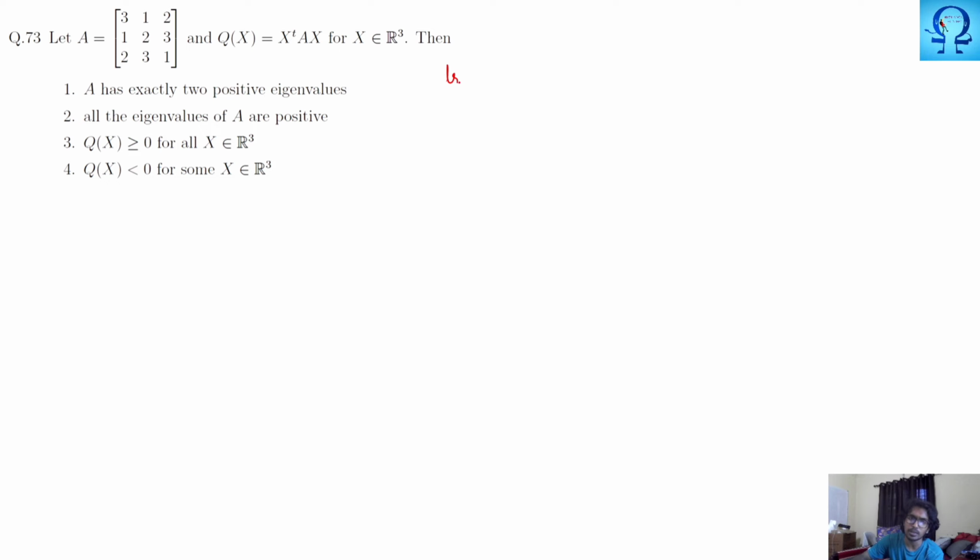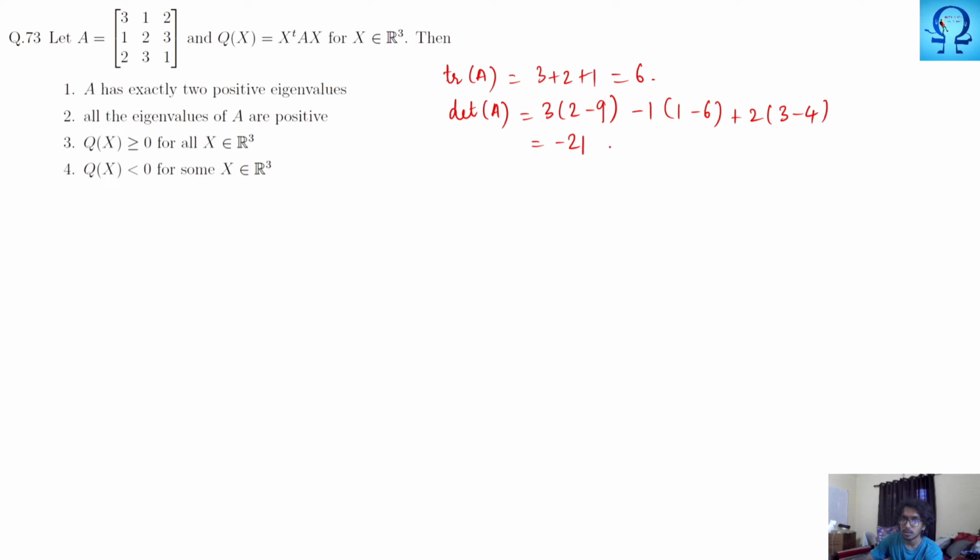Let me try to find out the trace of this matrix. What is the trace? That is 3 plus 2 plus 1, which is 6. And what is the determinant of this matrix? That is 3 times (2 minus 9), minus 1 times (1 minus 6), plus 2 times (3 minus 4), which is minus 21 plus 5, and this is minus 2. So basically it is minus 18, isn't it? We have determinant of A is minus 18.